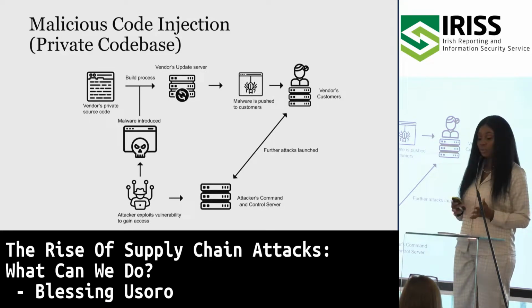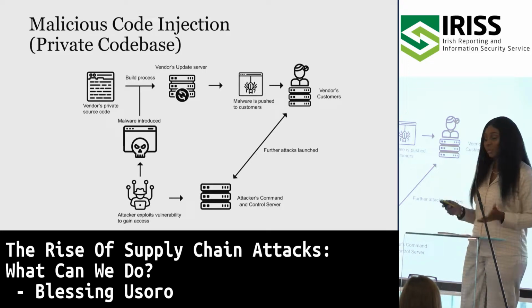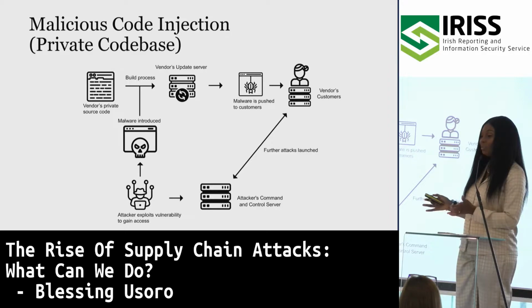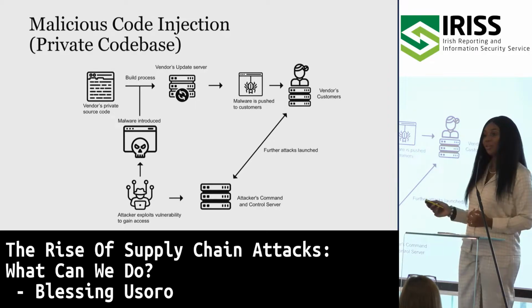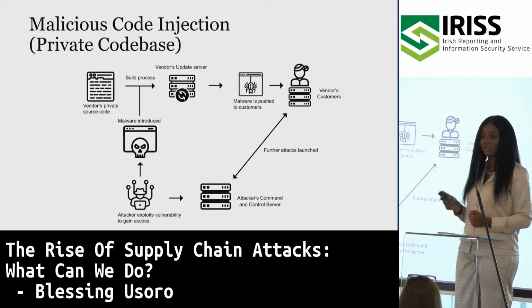So during the build process, the legitimate code and the malicious code are then automated into the update server, thereby pushing malware to multiple customers. Think of trying to update one application on 100 or 1,000 endpoints. Think of the damage that could cause.